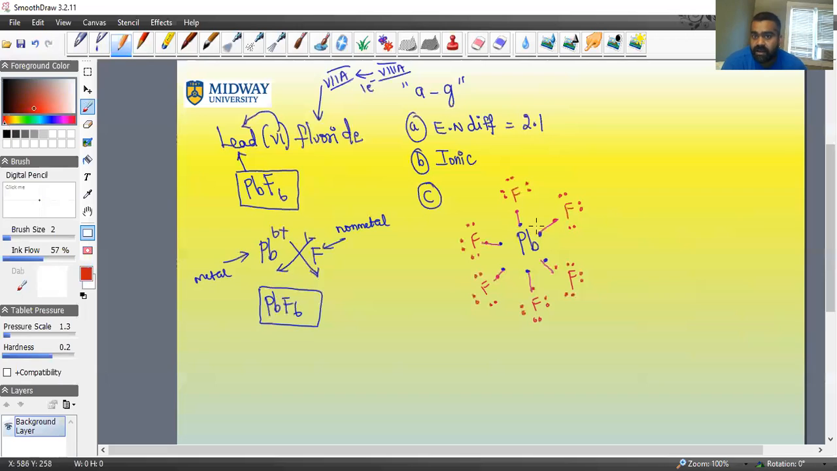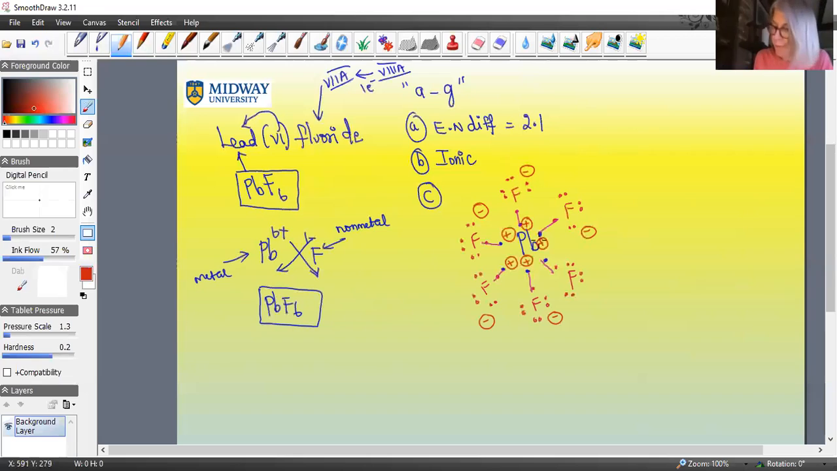And it's ionic, right? Yes. So that means Pb would have a full plus, F would have minus. You do that 6 times, because the lead is shared by 6 fluorines. And that seems to make sense with Pb being plus 6, right?